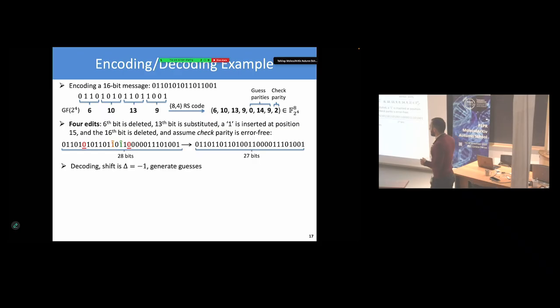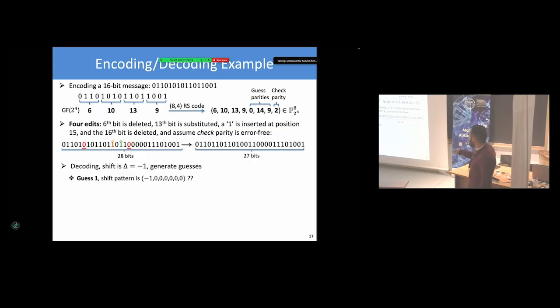So the shift is -1. So I was expecting to receive 28 bits, but I received 27 bits. So there's a shift of -1. I'm going to use that to generate some guesses. So on the first guess, I will assume that this shift occurred in the first block. When I say block, I'm referring to grouping of bits of size 4. So let's assume this shift occurred in the first block. And in the rest, I had no shift happening. This is just a guess.